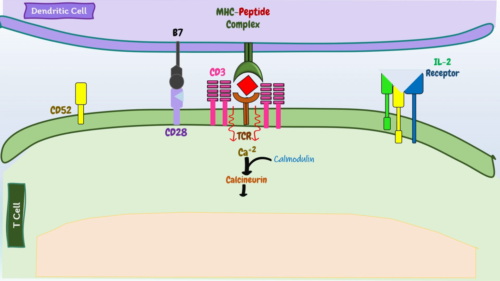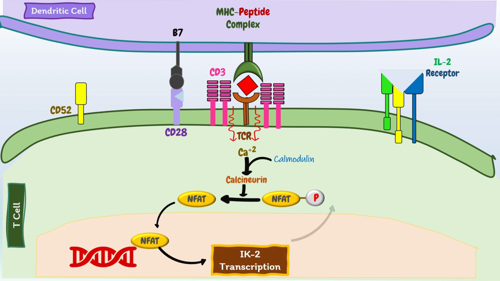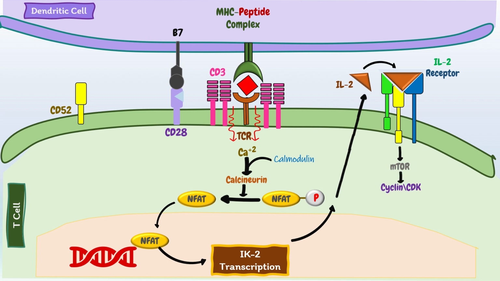As the name of the enzyme indicates, it removes or cuts off phosphate from nuclear factor of activated T-cells. So phosphate is removed from the nuclear factor of activated T-cells, and it is now dephosphorylated. It then moves into the nucleus and causes interleukin-2 transcription that leads to production of interleukin-2. This interleukin-2 binds the interleukin-2 receptor that causes upregulation of mTOR, which is responsible for production of cyclins.